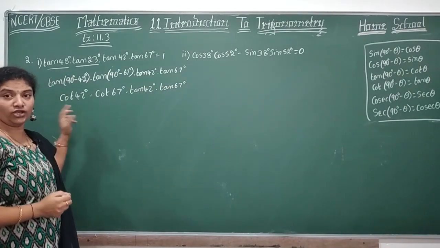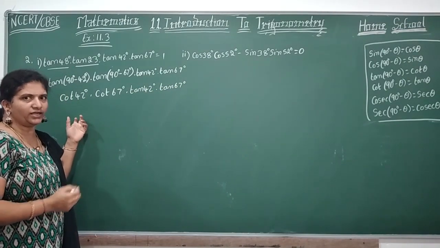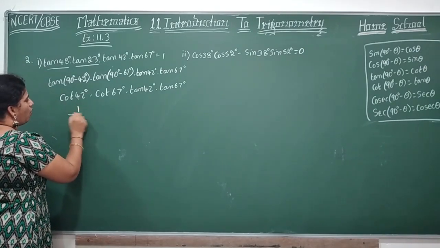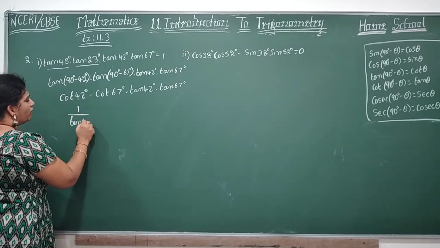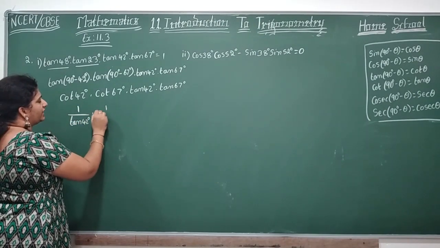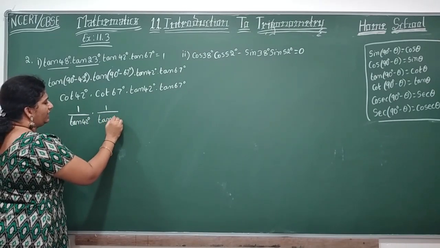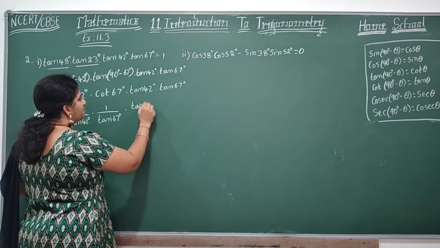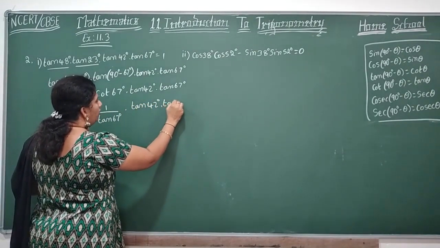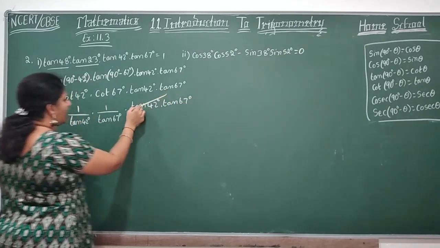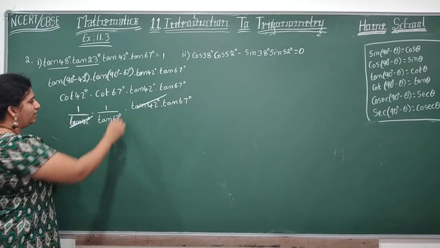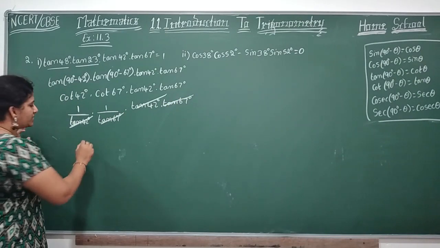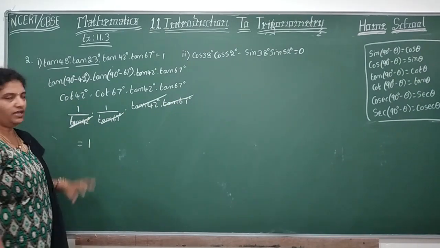Now cot, how can you write? What is cot theta? It is the reciprocal of tan theta. Right? So cot theta, how do I write here? 1 by tan 42 degree. And this cot theta, I will write it as 1 by tan 67 degree. Now these two as it is, children. Tan 42 into tan 67 degree. Tan 42 will be cancelled. Tan 67 will be cancelled. 1 into 1. What is your answer? 1. Okay. So look here, children.